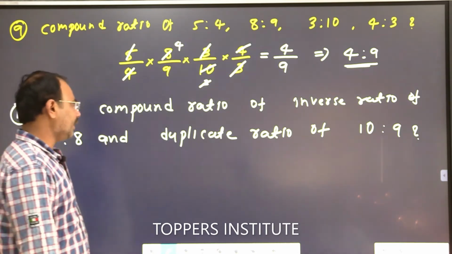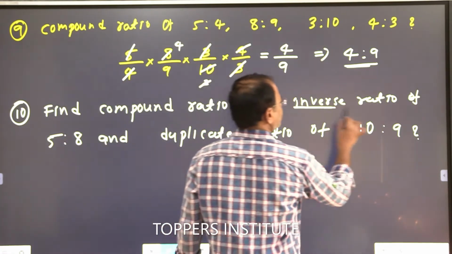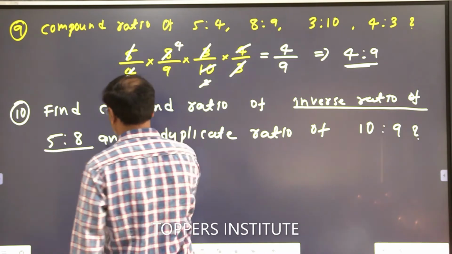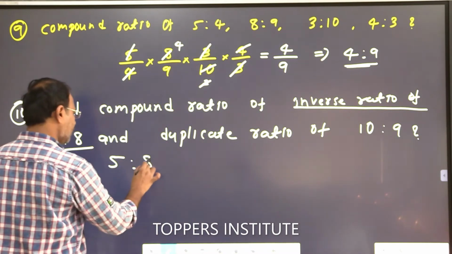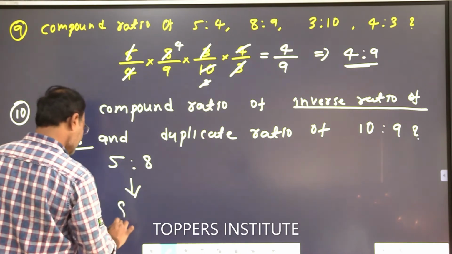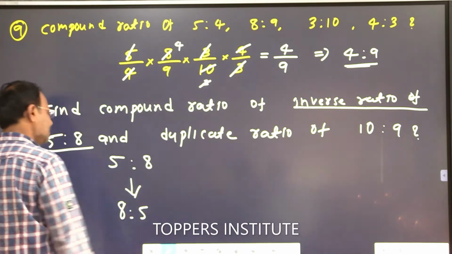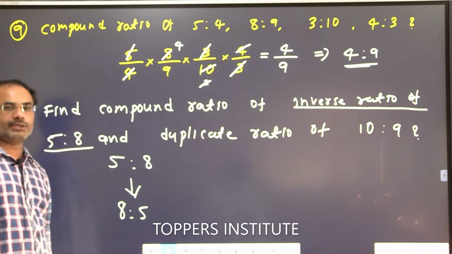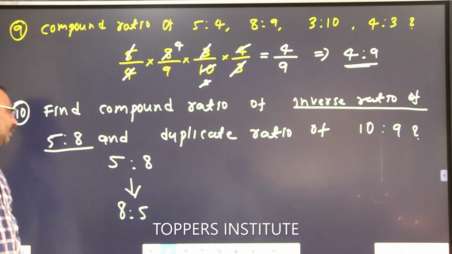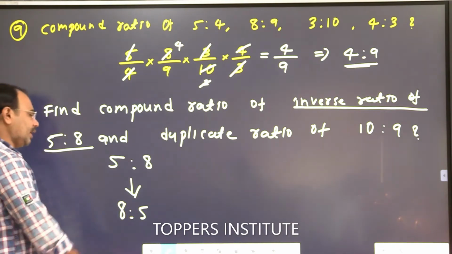So first you find the inverse ratio of 5:8. What is the inverse ratio of 5:8? It is 8:5. You know very well the inverse ratio of A:B is B:A. In the same manner the inverse ratio of 5:8 is 8:5.